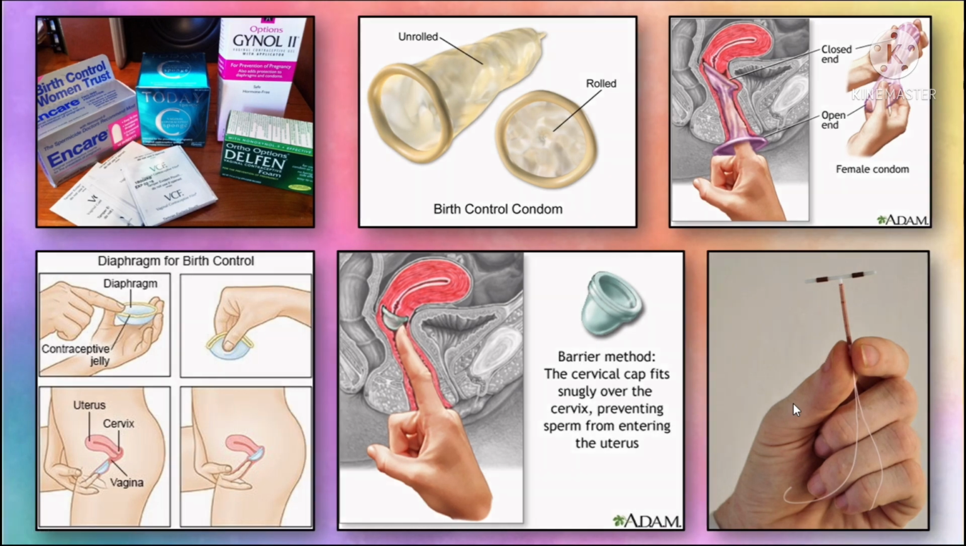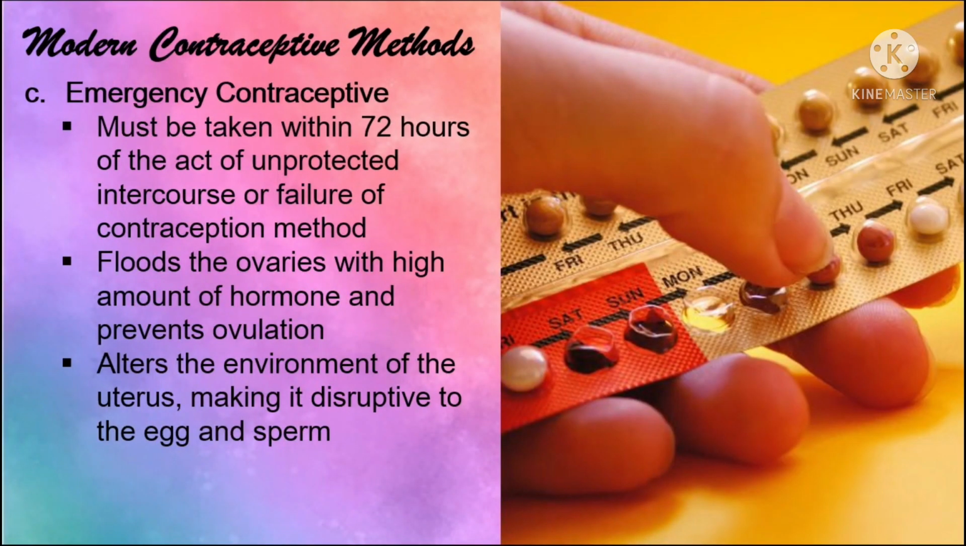Okay? Next, we have emergency contraceptive. So, it must be taken within 72 hours of the act of unprotected intercourse or failure of contraception method. Okay? Ang nangyayari kasi, pag intake ng emergency contraceptive, it floods the ovaries with a high amount of hormone and prevents ovulation. So, kung nakalimutan mong gumamit ng barrier methods, pwede kang gumamit ng emergency contraceptive.